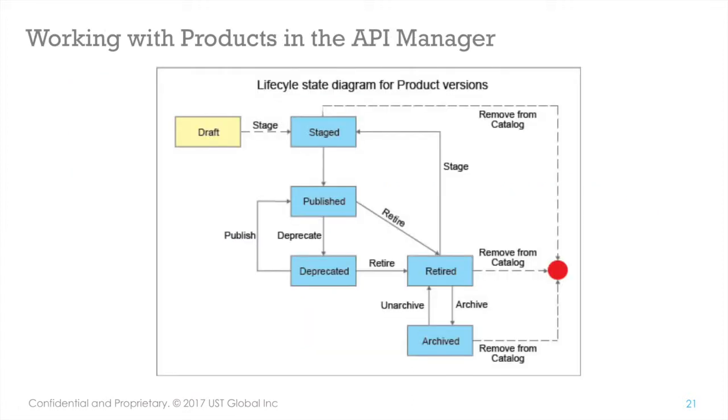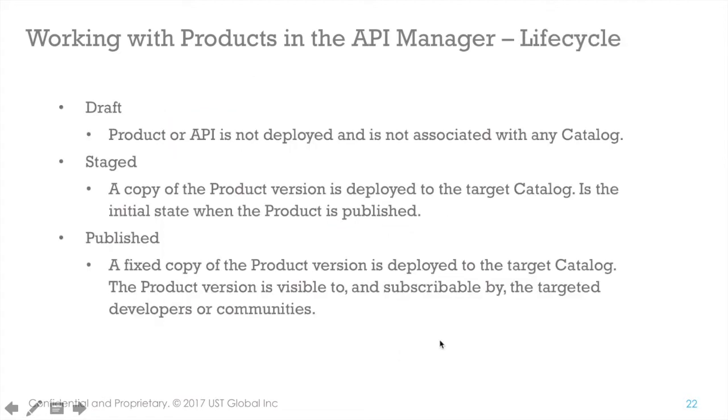And this is what we are able to do by managing the products. Products have a certain life cycle. We start with the draft, then the product moves to staged. At any point it can be removed from the catalog unless it's published. When it's published, then we can move it to deprecated or retired, and when it's retired, you can remove it from the catalog or archive it. Those are the different phases.